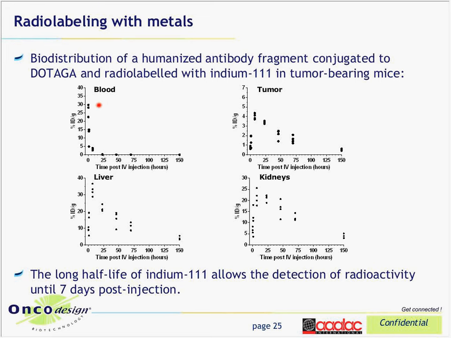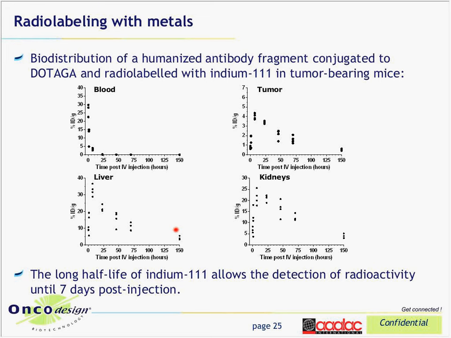You see that in blood, activity is decreasing quite rapidly. The percent of injected dose per gram of blood is close to zero 24 hours post-injection. And in other matrices, tumor, kidneys, and liver, you can see that you can detect radioactivity until 150 hours post-injection.